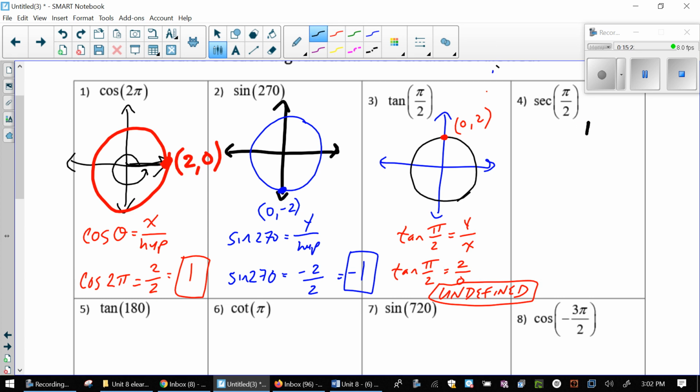I'm hoping you guys are starting to get the hang of it here. You're going to practice some more on your own. Let's do a few more together. Secant is our reciprocal function. All this is going to do is switch it around.